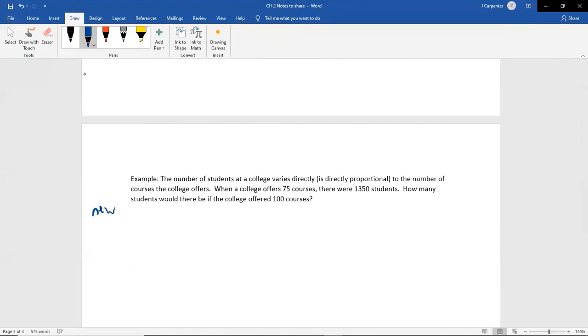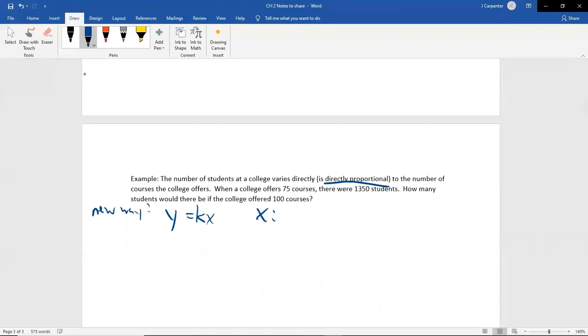So the new way, that's where we're going to write, well, we saw that it was directly proportional, so we can write y equals kx. That's the first thing we'll do. But we don't want to just do that. Don't you dare just do that. You better establish what is x, what is y.